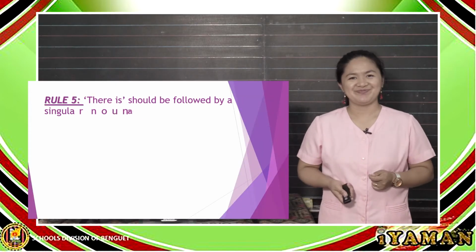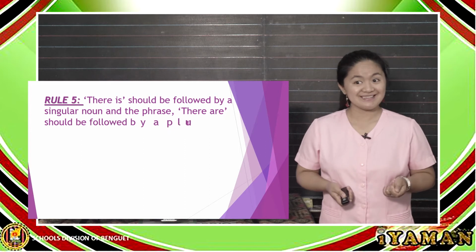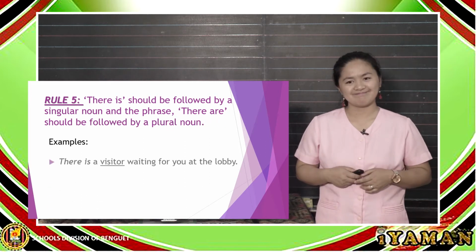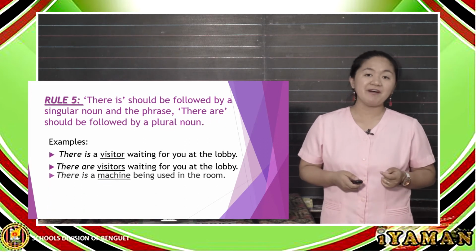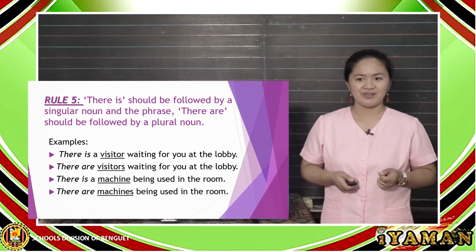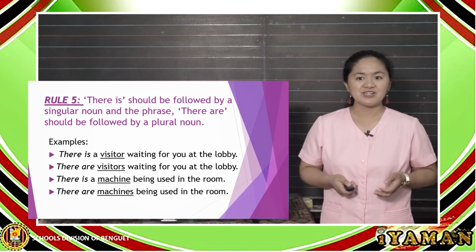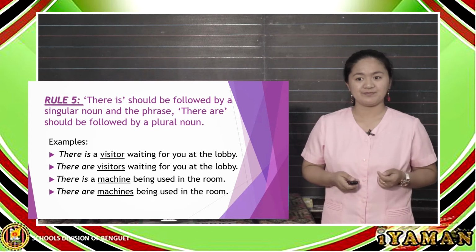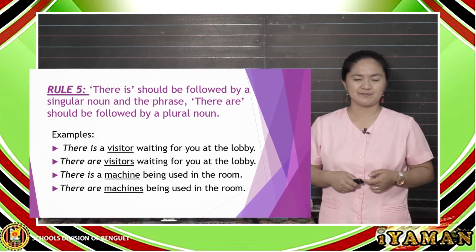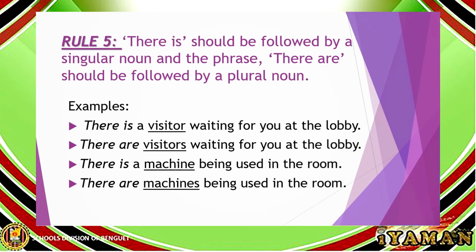Let's continue. What is the difference of there is and there are? The phrase there is should be followed by a singular noun. And the phrase there are should be followed by a plural noun. Here are more examples. There's a visitor waiting for you at the lobby. There are visitors waiting for you at the lobby. There is a machine being used in the room. There are machines being used in the room.